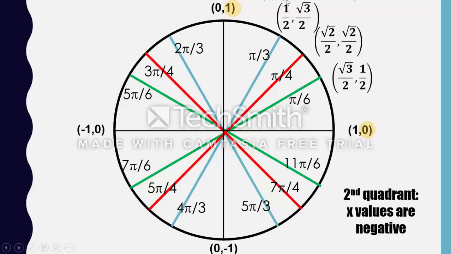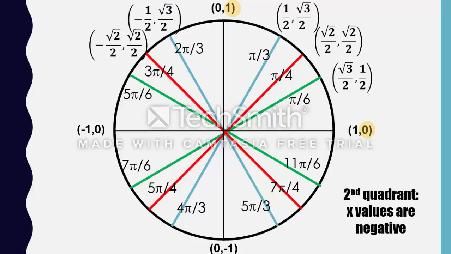So in the second quadrant, you have symmetry. So you have the same ordered pairs that correspond to these ordered pairs here. However, the only difference is your x values will be negative. So here, instead of 1/2, the square root of 3 over 2, you have negative 1/2 and the square root of 3 over 2.